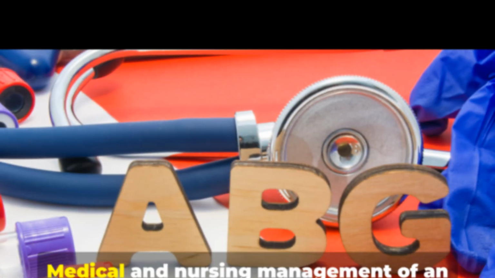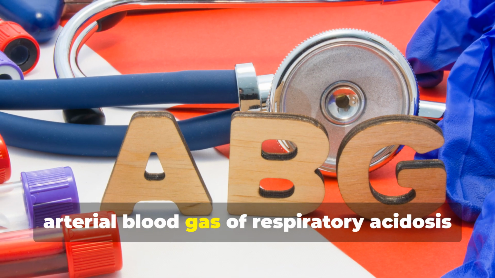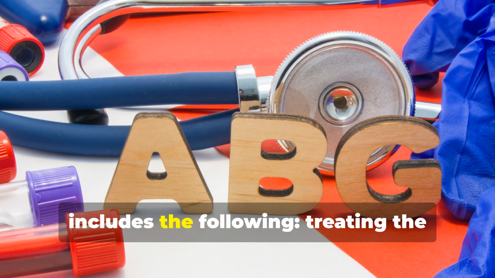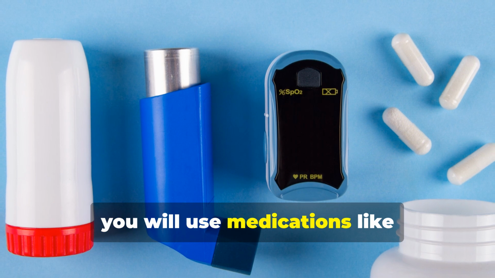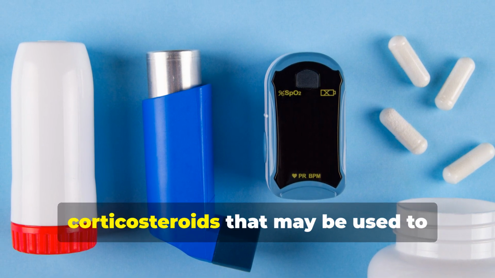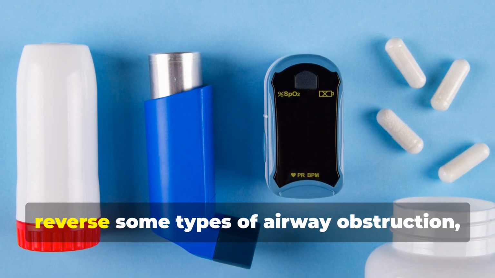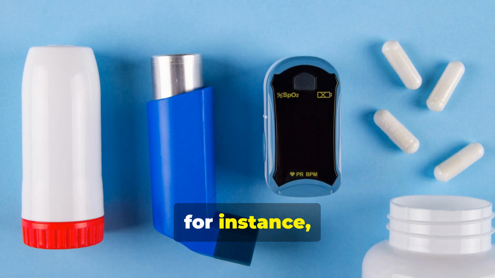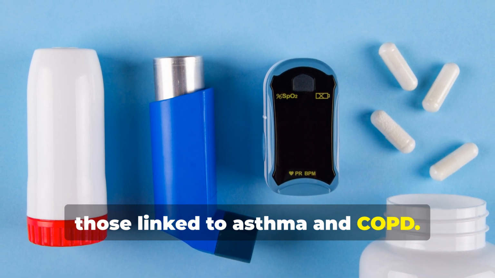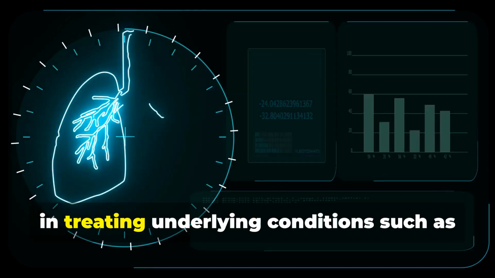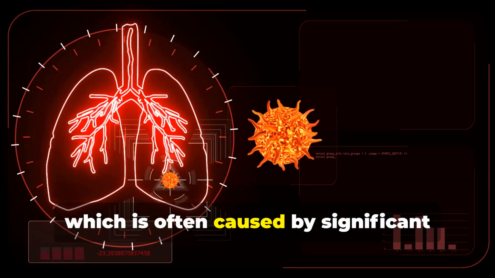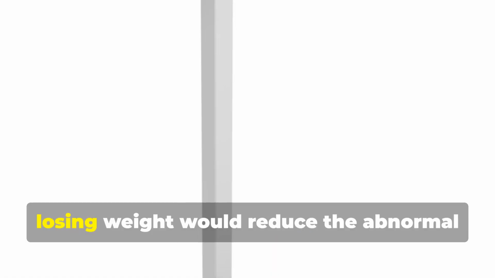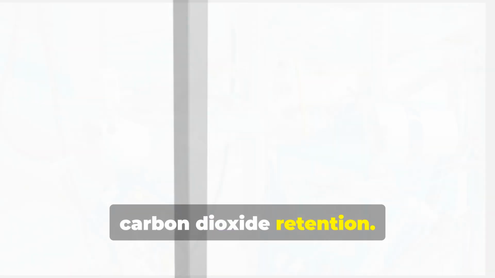Medical and nursing management of an arterial blood gas of respiratory acidosis includes the following: treating the underlying conditions. As a nurse, you will use medications like bronchodilator medications and corticosteroids that may be used to reverse some types of airway obstruction, for instance, those linked to asthma and COPD. Additionally, in treating underlying conditions such as obesity hypoventilation syndrome, which is often caused by significant weight gain, losing weight would reduce the abnormal compression of the lungs that leads to carbon dioxide retention.